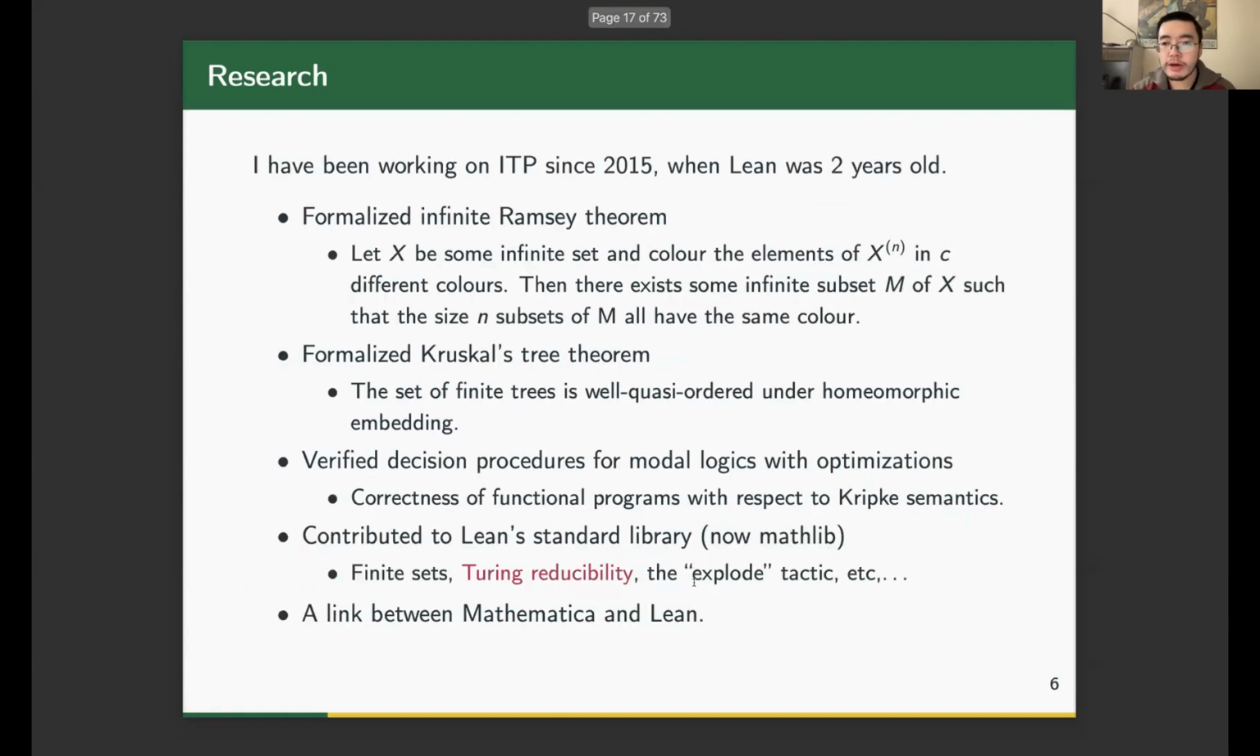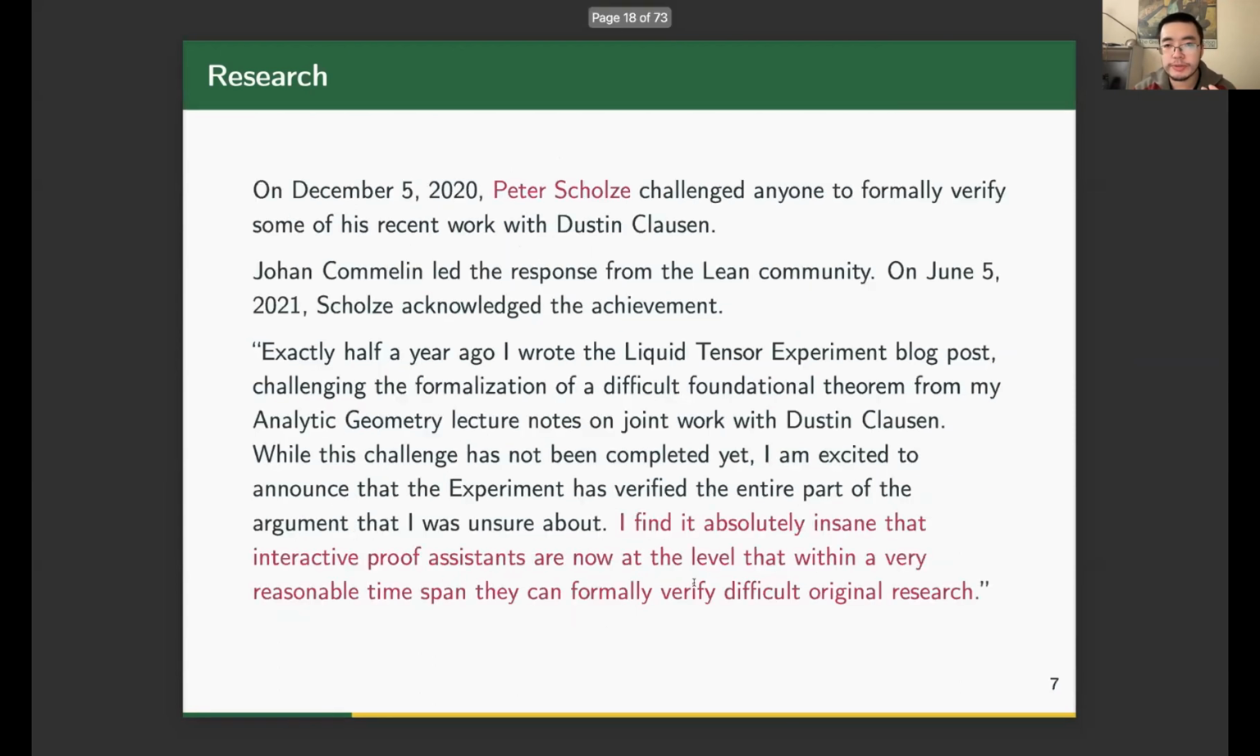So these are interesting projects, but none of these are really as significant as the following. On December 5th, 2020, Peter Scholze challenged anyone to formally verify some of his recent work with Dustin Clausen. Peter Scholze is probably one of the greatest modern mathematicians. The Lean community led the response, and on June 5th, 2021, Peter Scholze acknowledged the achievement. What he said is the following.